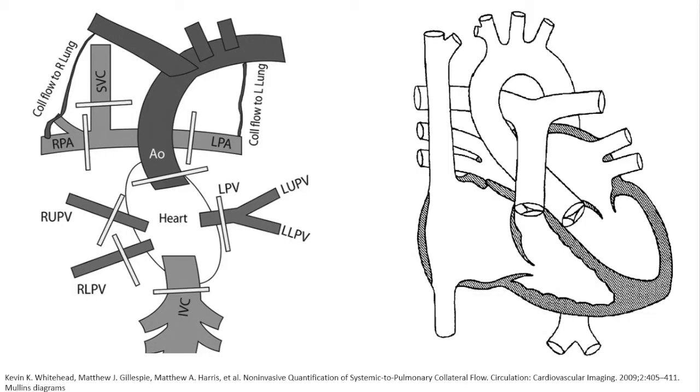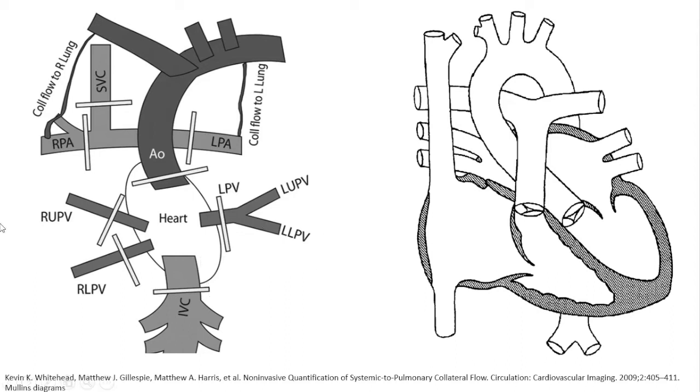Not just the proximal aorta and MPA, Q flows can be obtained at multiple levels. As we can see here, we can obtain it across the branch pulmonary arteries, the pulmonary veins, SVC and IVC. In SVC, it is usually acquired below the azygos, and in IVC, above the hepatic veins.